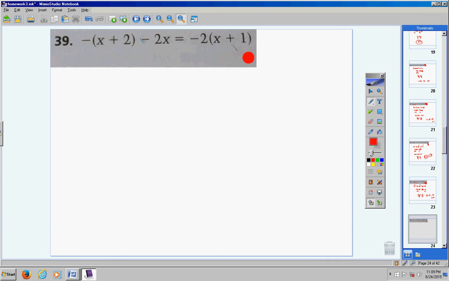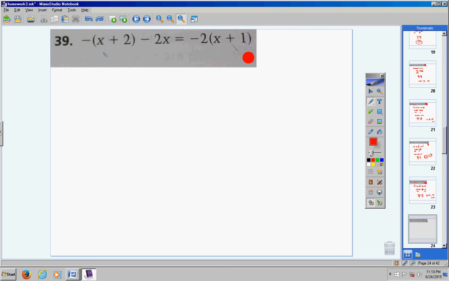Alright, number 39, here we go. There's a negative sign here. If you want to put a negative 1 here and multiply it through, that's fine. I'm just going to take the negative sign and multiply it through, but step 1 says to simplify both sides.